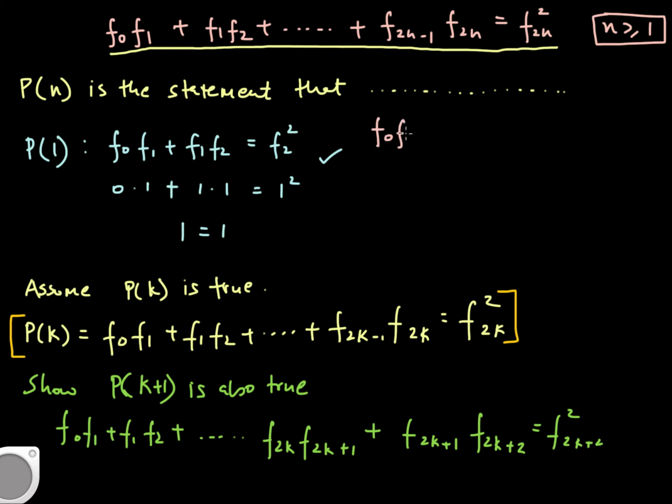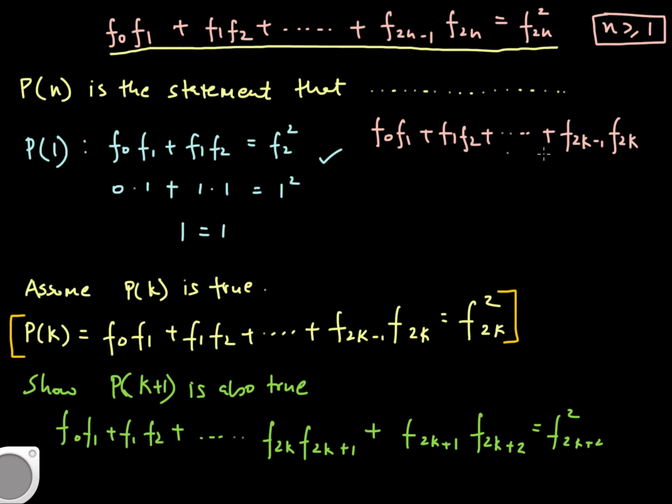f of 0 times f of 1 plus f of 1 times f of 2 plus all the way up to f of 2k minus 1 times f of 2k. This is what p of k is. Now on this expression that happens to be p of k, what would I add to it so that the left-hand side of this expression will be exactly identical to the left-hand side of the green expression?